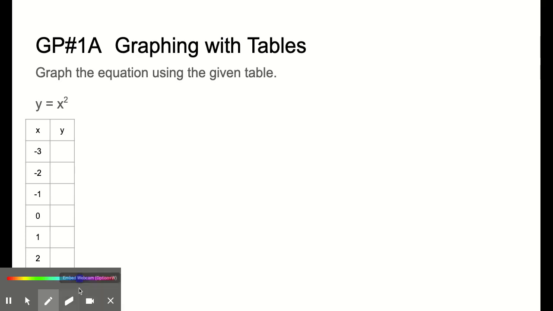So here we have the equation y equals x squared that we need to graph using the given table of values. So that being said, what this is telling us to do is to take these values of x, substitute them into the given equation for x to find the output value or the value of y. So we're going to take each of these x values, plug them into the equation to find out what the y value is at that value of x. And then we're going to use that information to graph.